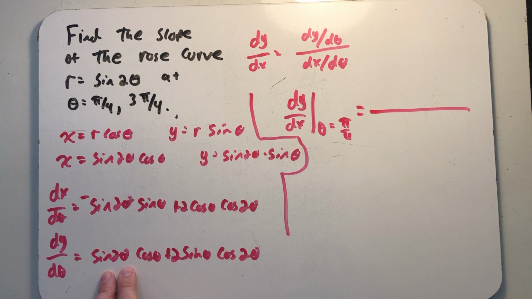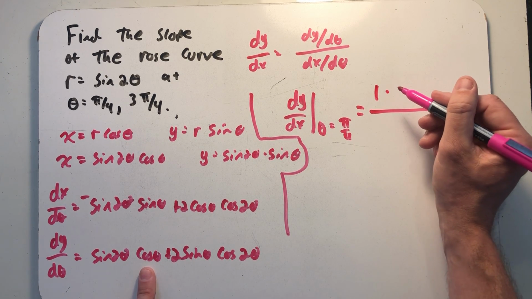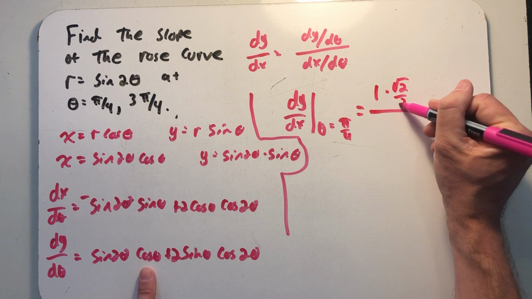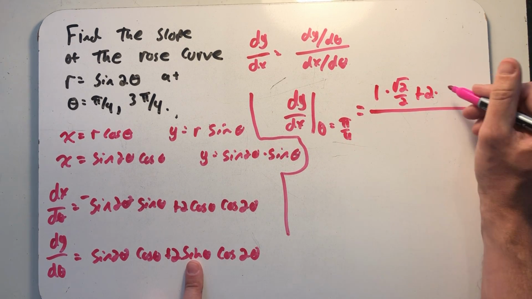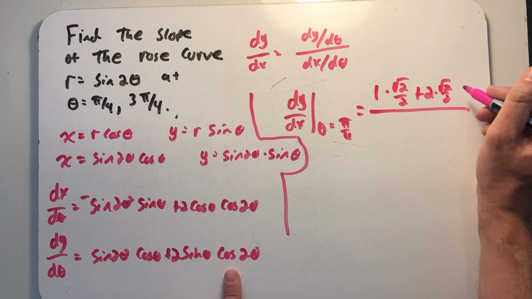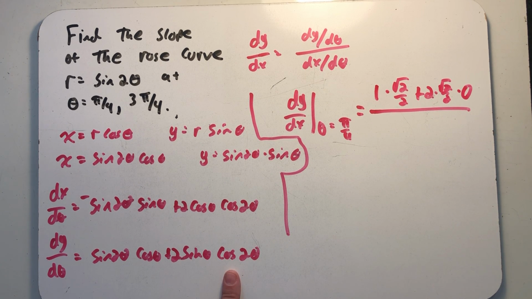So here I have 2 times pi fourths on the inside of the sine function. That would be the sine of pi halves, and the sine of pi halves is 1. The cosine of pi fourths is the square root of 2 over 2, plus 2 times the sine of pi fourths, root 2 over 2, times the cosine of pi halves, which is 0. So didn't really need to worry about that part so much.